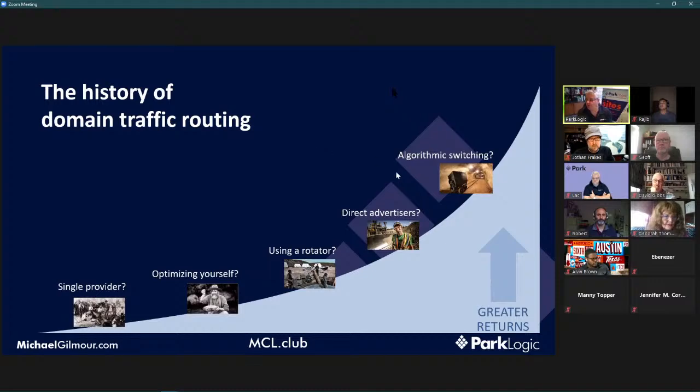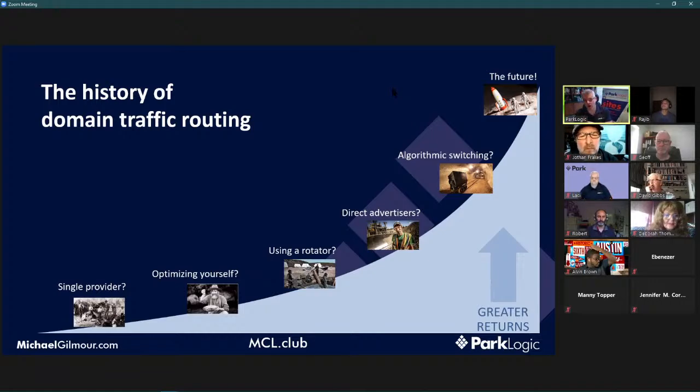Then we have the algorithmic switching, which I just went through a second ago. It's actually a little bit more complicated than I talked about, but we'll leave it at that for now. But there's another stage, which is the future. What is the future of domain monetization? And I must admit, it's really this area that keeps us awake at night at ParkLogic. We're constantly thinking of innovative ways.